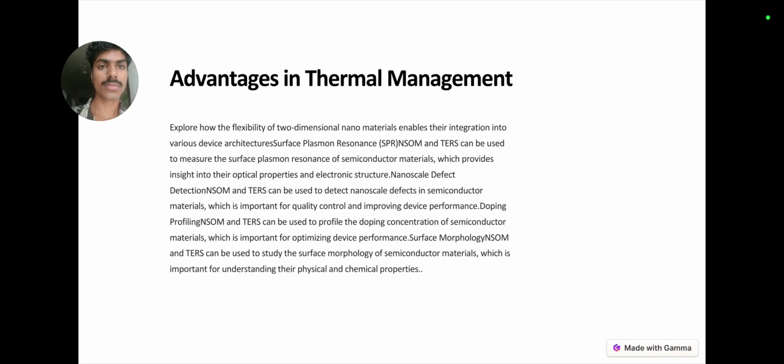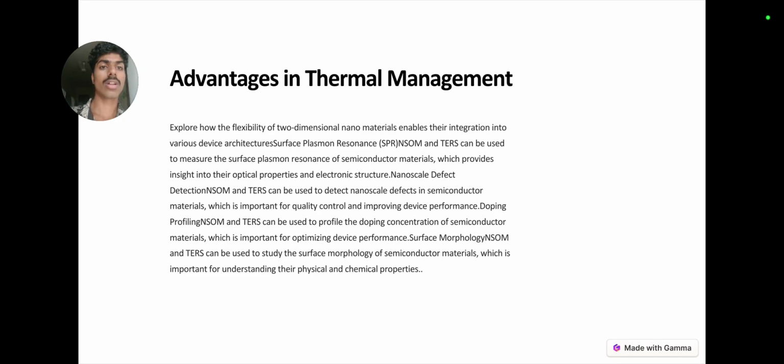Nanoscale defect detection. NSOM and TERS can be used to detect nanoscale defects in semiconductor materials, which is important for quality control and improving device performance.